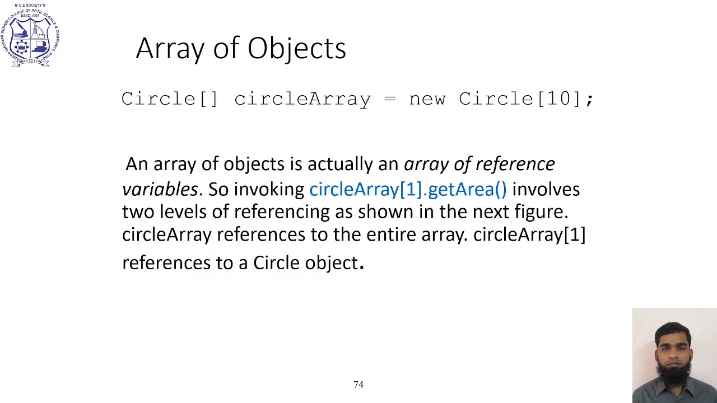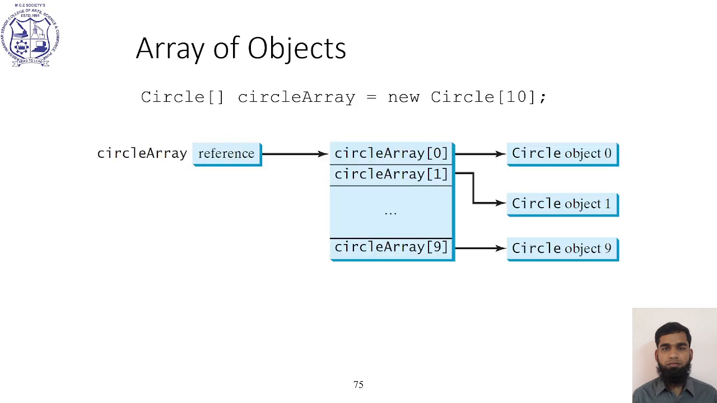Array of objects. An array of objects is actually an array of reference variables. So invoking circleArray[1].getArea() involves two levels of referencing, as shown in the next figure. We see circleArray is a reference to the entire array, and circleArray[1] is a reference to the Circle object. Here circleArray is a reference, the name of the object.